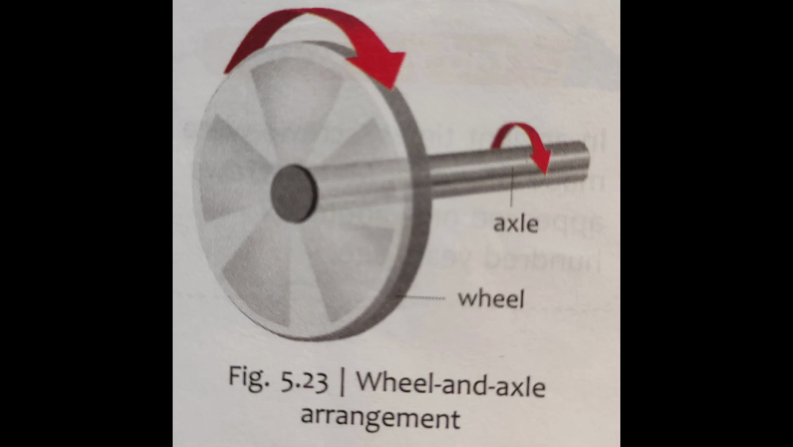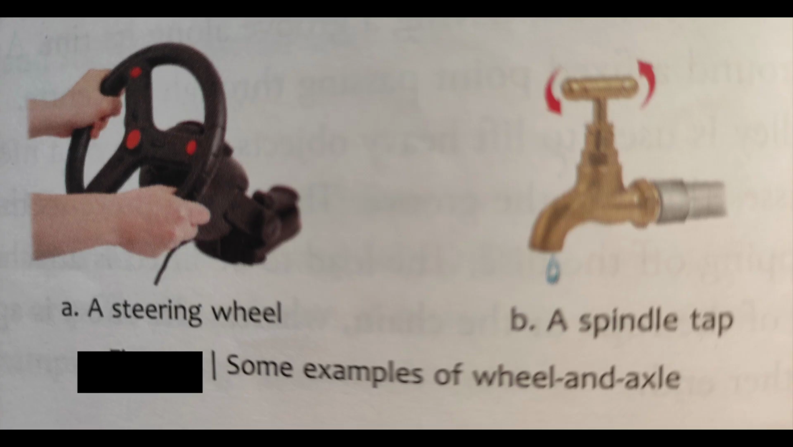Now we are talking about the wheel and the axle. A wheel and axle arrangement consists of a wheel attached to a rod called axle, such that when the wheel is made to rotate, the axle also rotates. These are the different parts of the wheel and axle. Some of the examples of wheel and axles we are showing are things which we come across in our everyday life. So it is better to know about them. A steering wheel, a spindle tap.